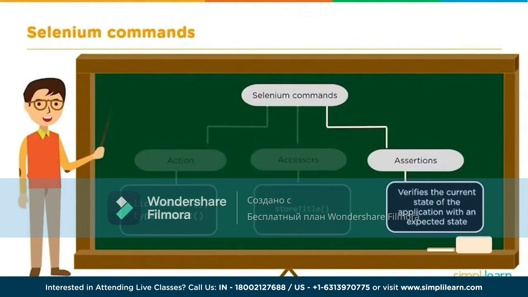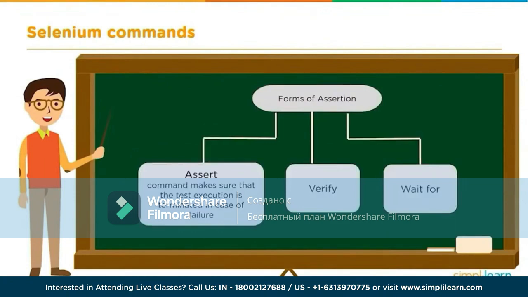So assertion is nothing but it verifies the current state of an application with an expected state. So this is something where you compare your actual result with the expected result. Now assertions are of 3 different types. One is assert, verify and wait for. Now what does assert do? When the assert command is executed and if it fails, the test stops immediately after this statement.